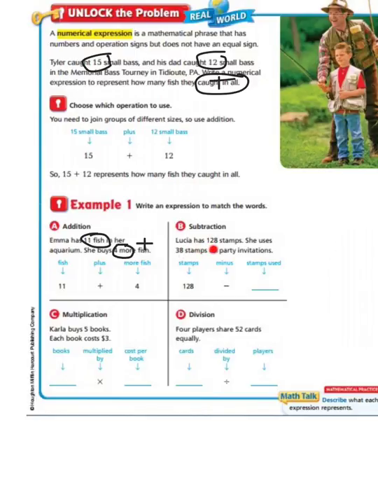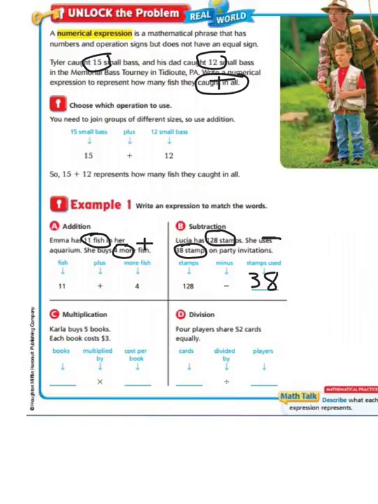Lucia has 128 stamps. She uses 38 stamps on party invitations. So that's showing that she's starting off with 128 stamps, but since she's taking away 38 stamps, and when we take away 38 stamps, we know that's going to be a subtraction. So down here we have our 128 minus the stamps that she uses, which was 38, and that gives us our numerical expression for subtraction.